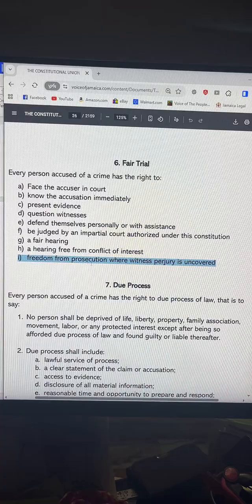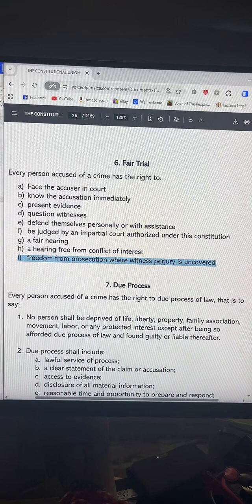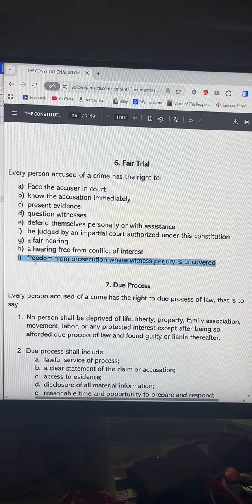Right? So you won't even get to see whenever a witness is perjured, whenever they tell a lie and then get caught. You're not going to hear what happened when certain evidence gets admitted, even though it is unverified or even though it contradicts the law itself. We don't get to see any of that. So under this constitutional framework, we would have the freedom from prosecution where witness perjury is uncovered.